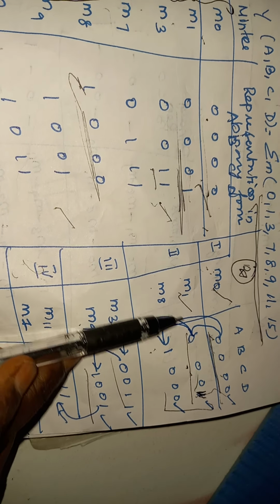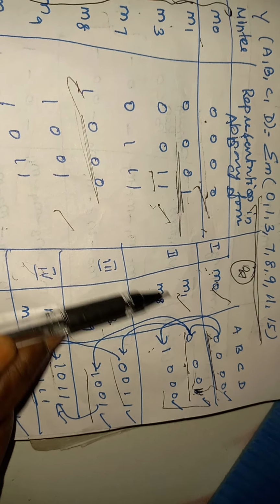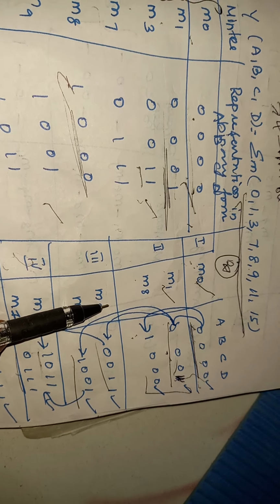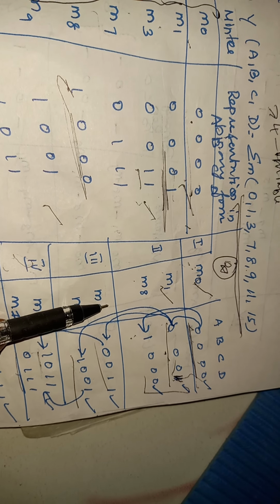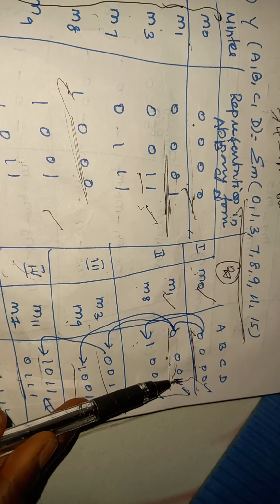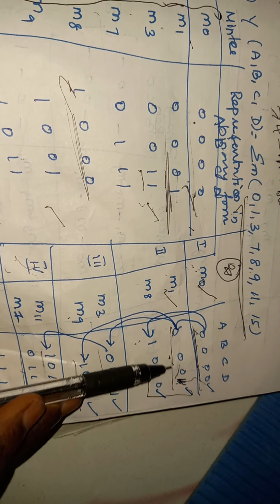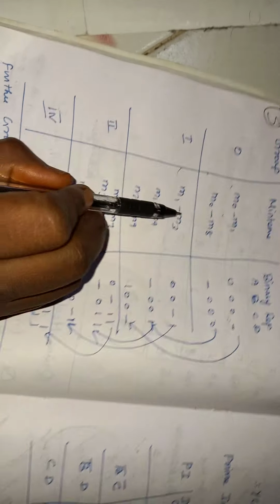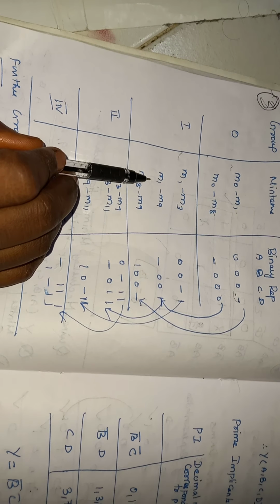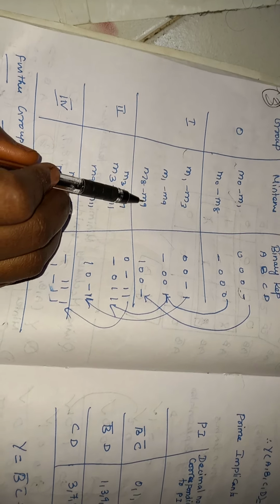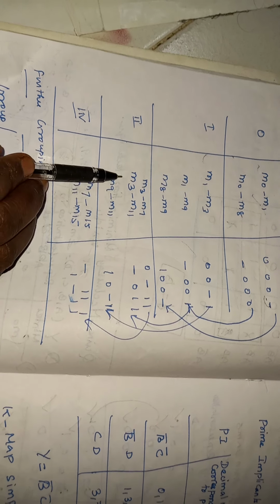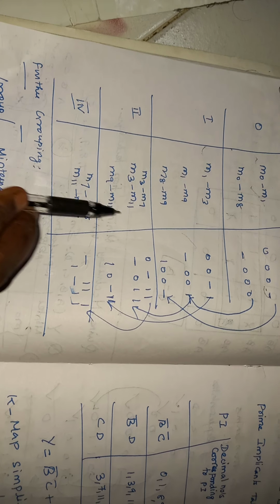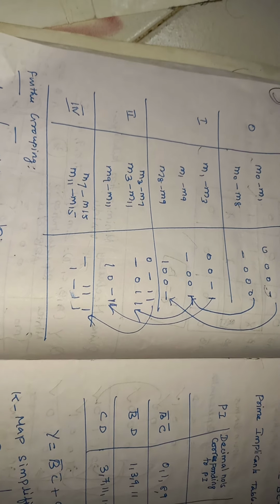So here, M1 is combined with M3. You check whether any same bit is there. Yes, this bit is same. This bit is differed by only 1 bit position. So M1 M3 I have marked here. In the same way, M1 M9, M8 M9, M3 M9, M3 M11, all those things are grouped like this.